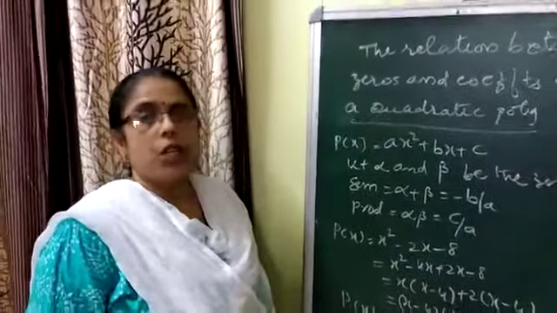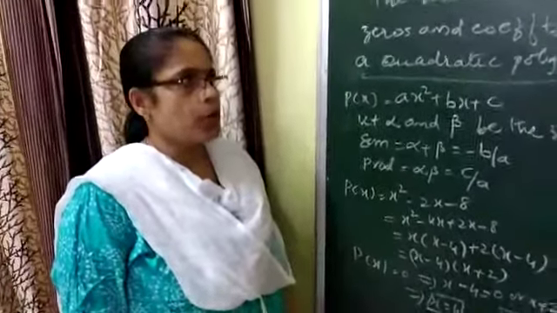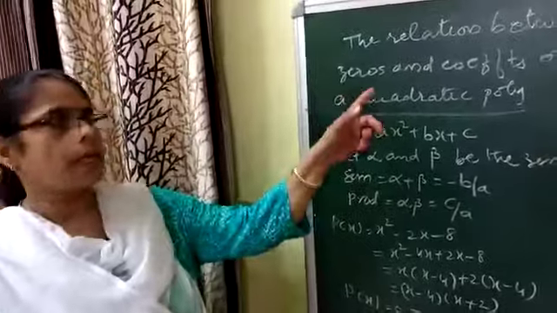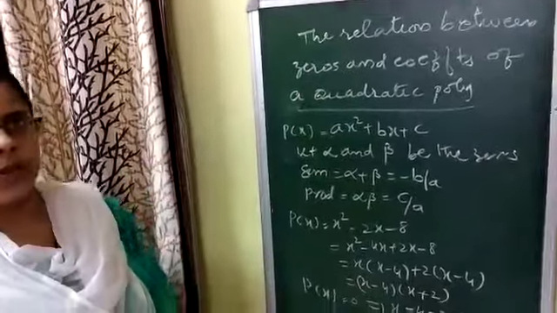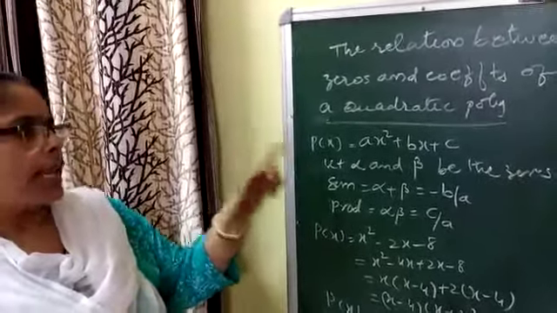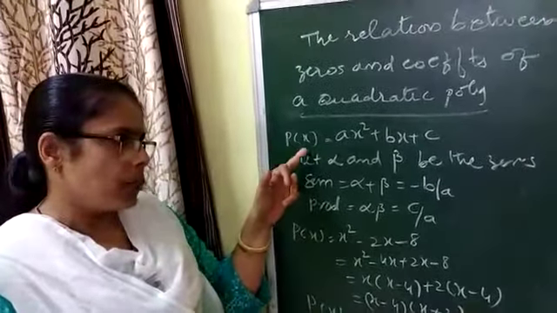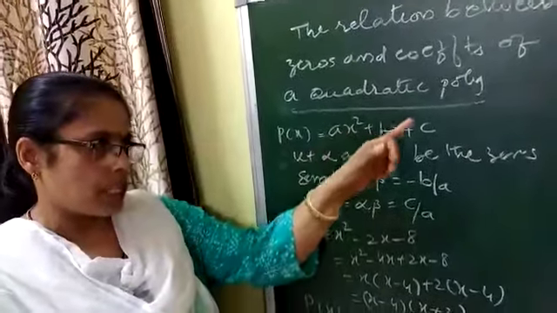Now we are continuing the revision of chapter 2 polynomial, that is second topic, the relationship between zeros and coefficient of a quadratic polynomial. As we know that the standard form of a quadratic polynomial is px equal to ax square plus bx plus c.